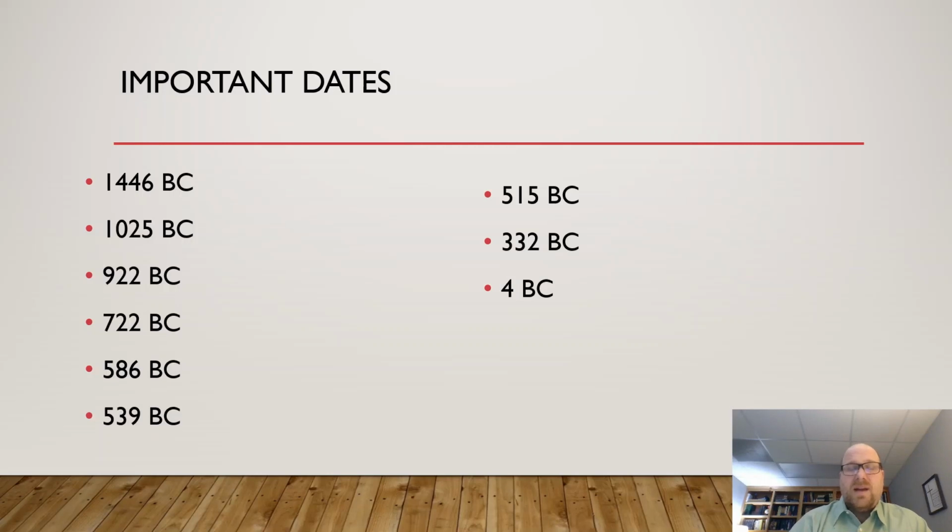All right, moving on. 4 BC. The birth of Jesus probably occurred in the year 4 BC, which is funny for us to think about because it means 4 years before Christ. But our dating system is based upon the birth of Jesus. But the monk who picked the year for when that exactly happened was off by a little bit.